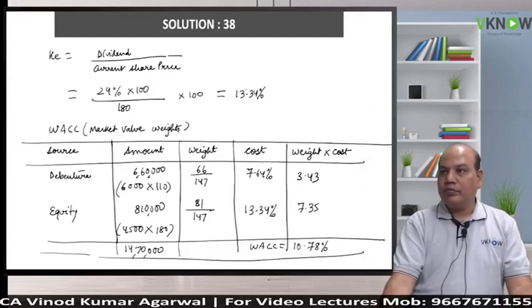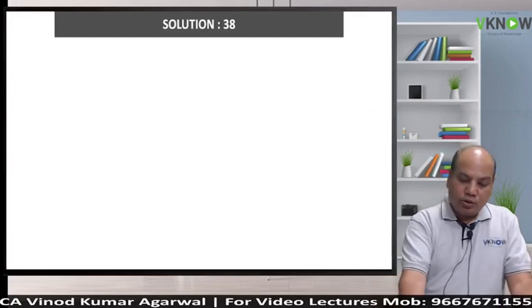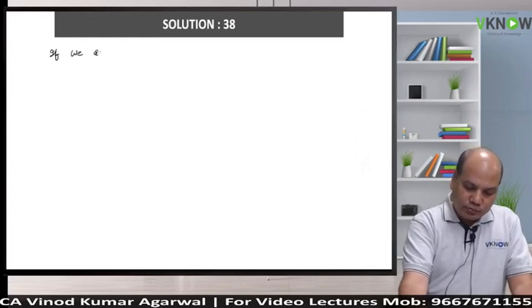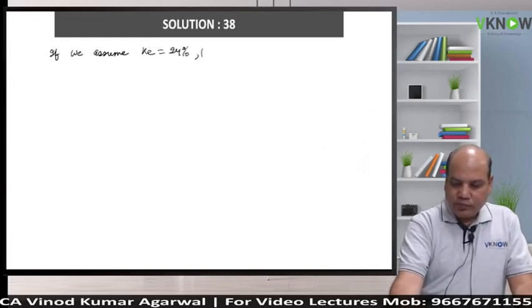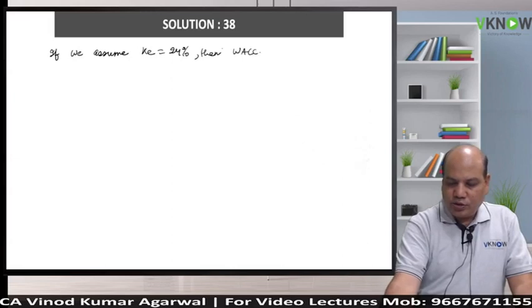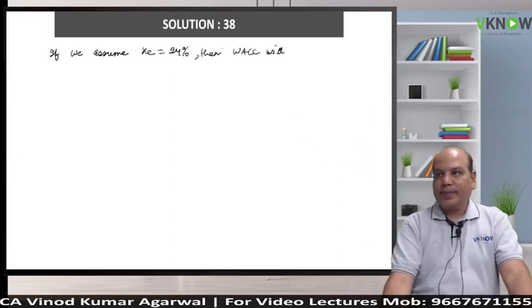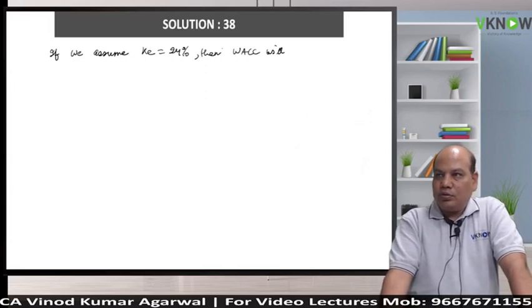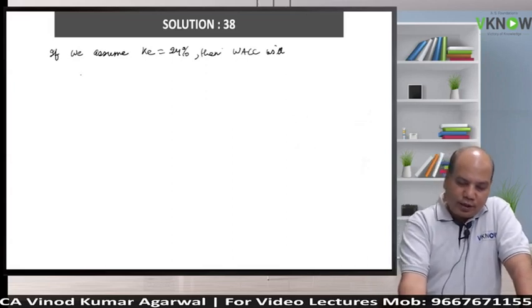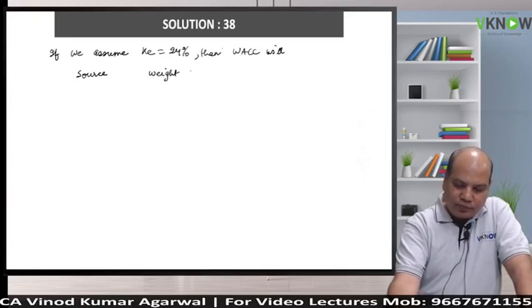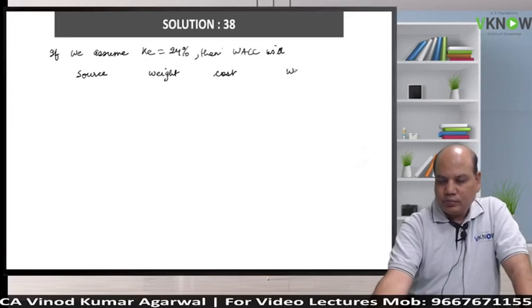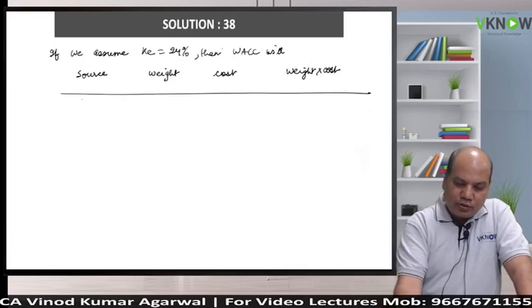Then write below. Any query? No, sir. Write below. If we assume Ke is equal to 24%, then WACC will be, if we assume Ke is equal to 24%, write 4 columns: source, weight, cost, weight into cost. Source, write down debt, equity.